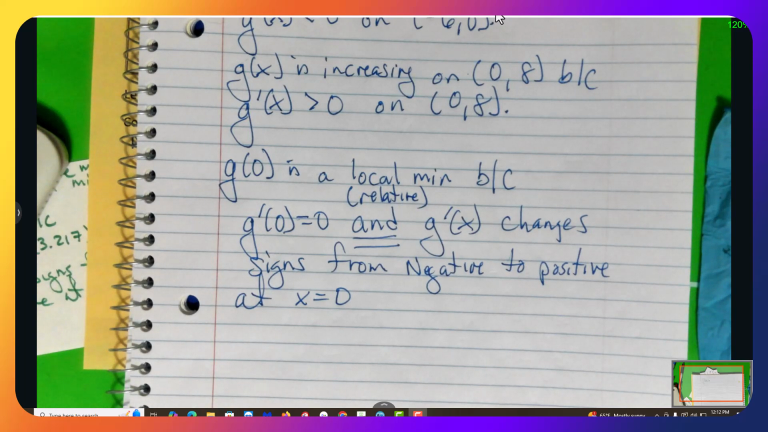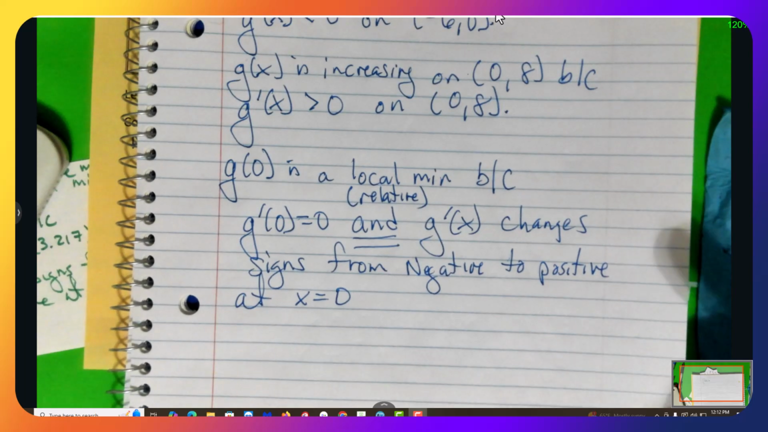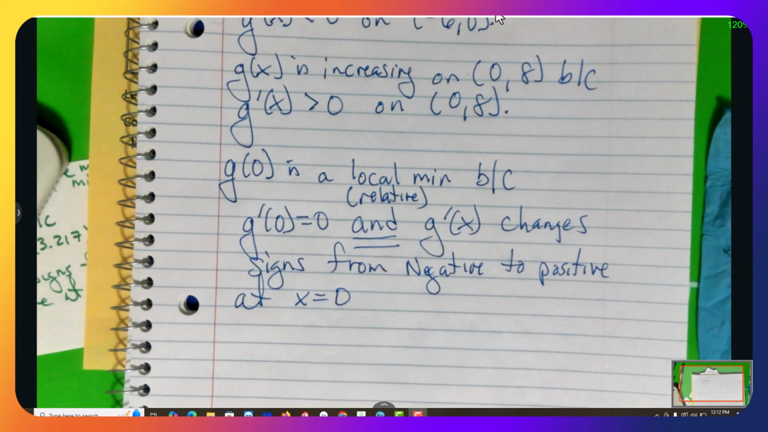In the next video, we're going to extend this and take the first derivative of the first derivative and talk about concavity of g. But we'll save that for the next video.